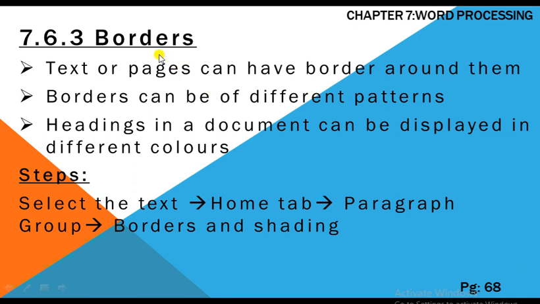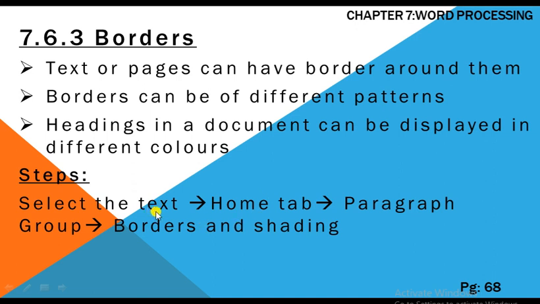Then you can choose borders. One other option in formatting, the third option that we are going to study, is how you can change borders. Text or pages can have borders around them. Borders can be different patterns. Headings in a document can be displayed in different colors. How can you do that?